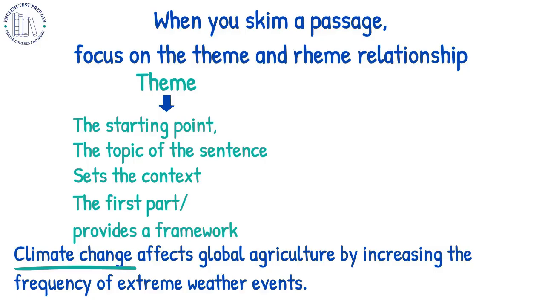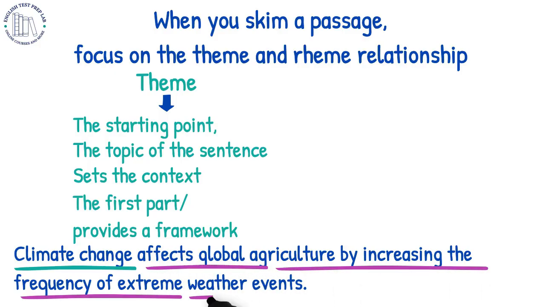The theme usually appears at the beginning of the clause, and it often overlaps with the grammatical subject of the sentence. "Affects global agriculture by increasing the frequency of extreme weather events" is the rheme of the sentence. The rheme usually begins after the theme and extends to the end of the sentence. It often overlaps with the predicate and the verb phrase.